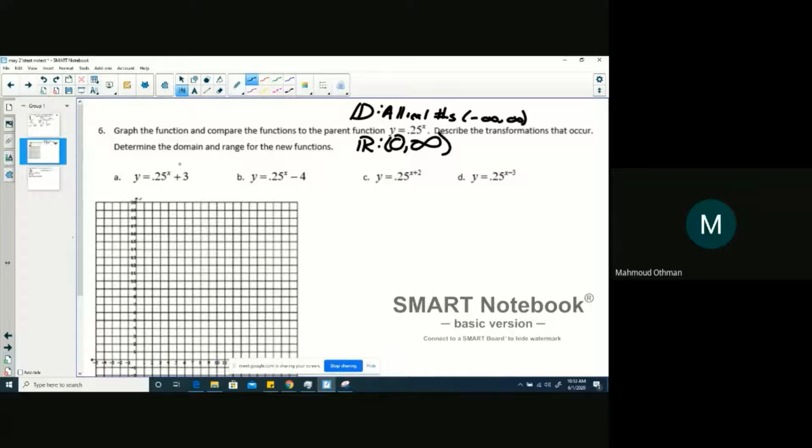This function moves up 3, so it is the same as the parent function, except it moves up 3. And this function tries to get to 3, but it never reaches it. So that's going to be the range. The domain is negative infinity to infinity, and the range is from 3 to infinity, because it tries to reach 3 but never really does. Okay, let's try comparing the parent graph, 0.25 to the x, 0.25 to the x plus 3, and 0.25 to the x minus 4.